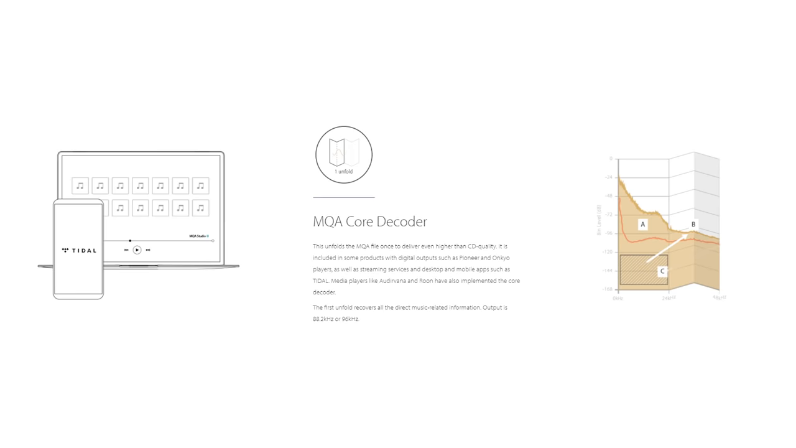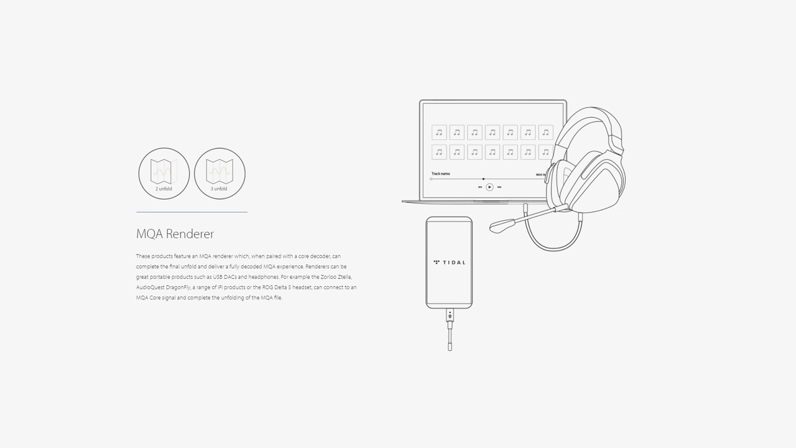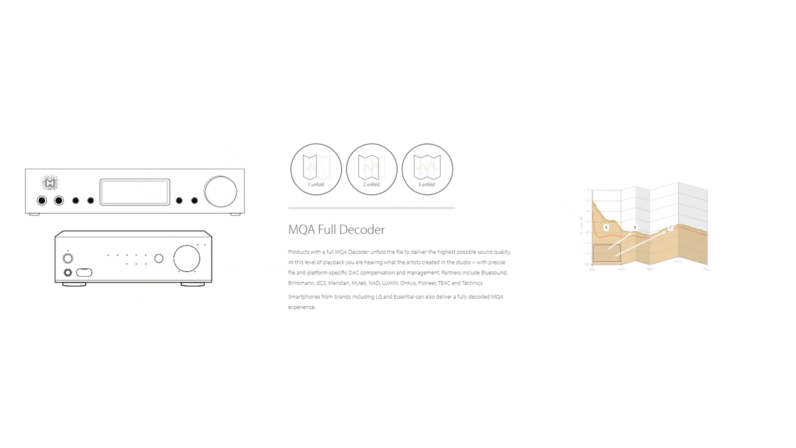The first unfold can be done in software, taking the 44.1 kHz file to 88.2. Some devices, called renderers, can do the second and third unfolds once they've been fed information that has already been unfolded once by Tidal, for example. And some devices, called full decoders, can do all three unfolds internally, and MQA claims that this then reveals the original resolution, the original studio master.